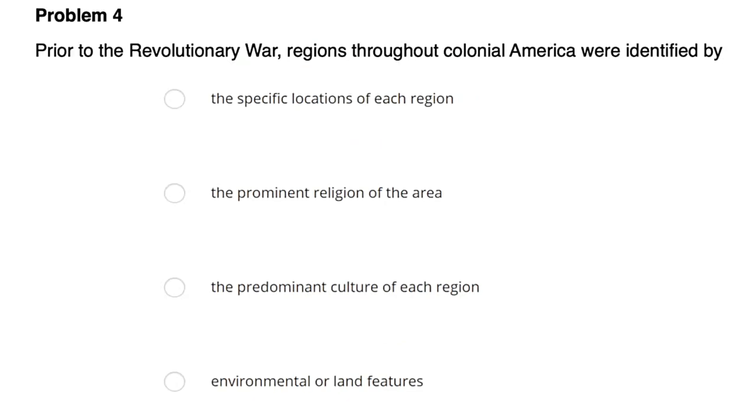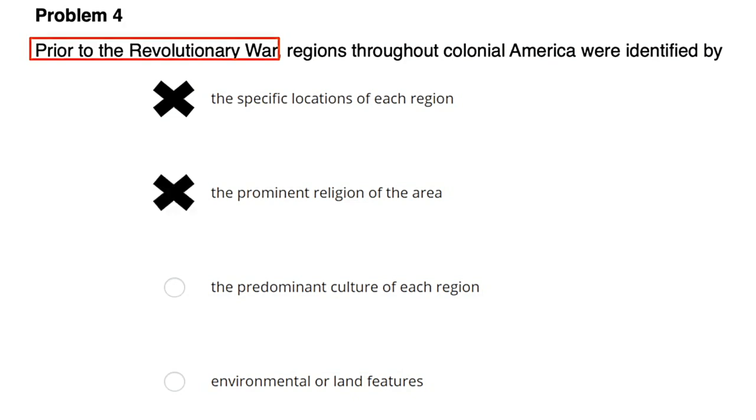Prior to the Revolutionary War, regions throughout colonial America were identified by... Okay, this question is asking us about prior to the Revolutionary War, how the regions in colonial America were identified. Keeping in mind, prior to the Revolutionary War, were they identified by the specific locations of each region? Not quite yet. This was prior to the Revolutionary War. What about the prominent religion of the area? Is that how regions were identified? No. Not prior to the Revolutionary War. Religion didn't really factor into the regions and how they were identified.